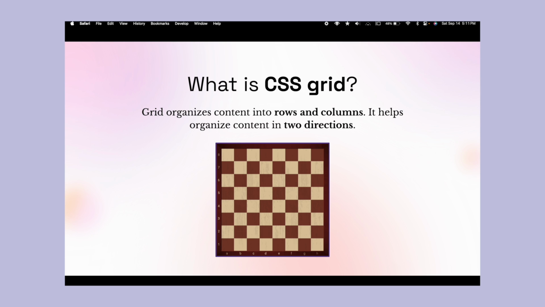So while Flexbox, you could think of it kind of like a bookshelf, everything is going in one direction, CSS grid is a little bit different. You can think of it kind of like a chessboard. Things are going in both directions. So let's go ahead and implement this.